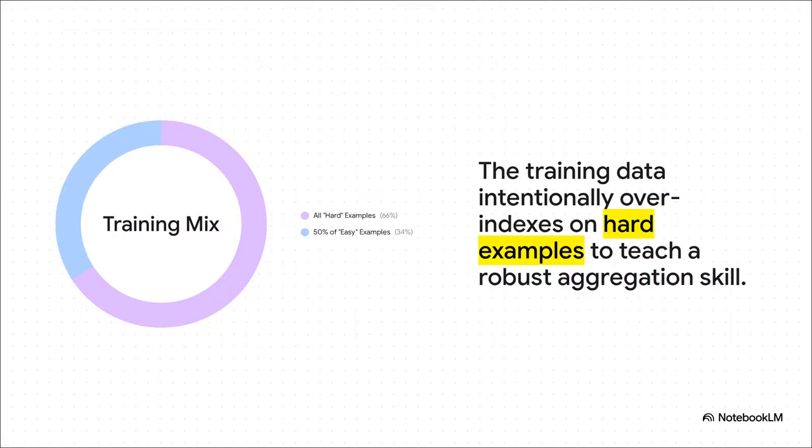And check this out. This is how they actually mixed the training data. It's so clever. They take all of the hard examples they can find, every single case where the majority is wrong, and then they mix in only about half of the easy ones. Why do that? Well, by over-indexing on these tough cases, they're preventing the model from just getting lazy and learning to vote with the majority. They're forcing it to become a detective, to develop that robust skill of finding the correct minority opinion, which is the exact thing that majority voting is terrible at.